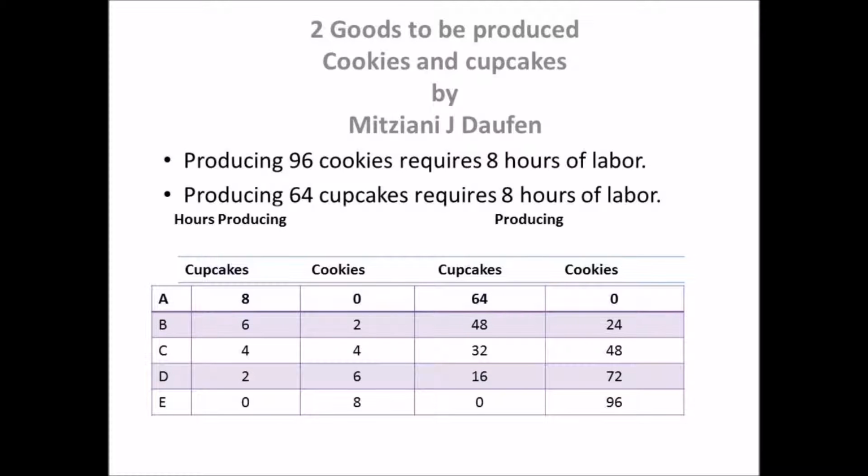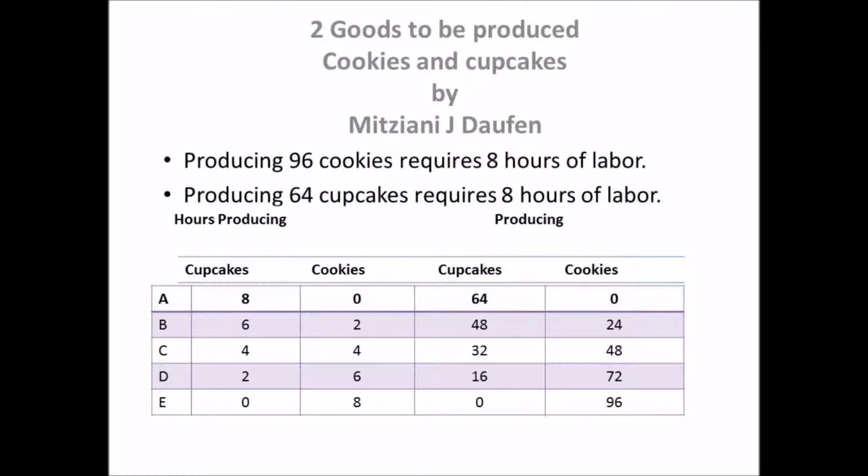Now this is the 8-hour production of cookies and cupcakes table, where I only increase my time. You can see how many cookies and cupcakes were produced in each 2-hour increment to reach the 8-hour labor production. First, the cupcakes. Again, for letter A, 8 hours meant 64 cupcakes. B, 6 hours, 48 cupcakes. C, 4 hours, 32 cupcakes. D, 2 hours, 16 cupcakes. And E, no cupcakes made, of course.